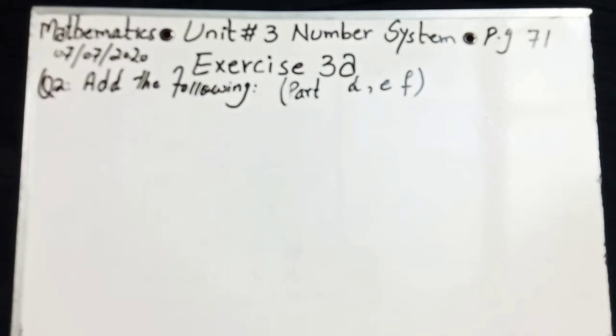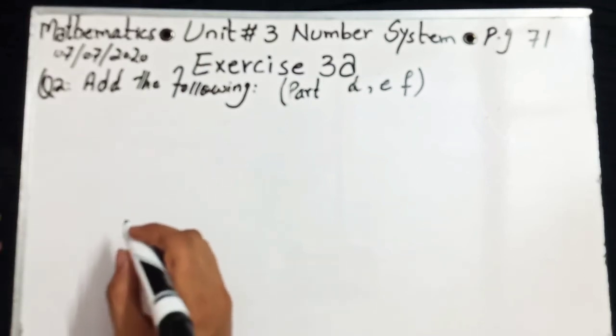Add the following. Page number 71. First I explain parts D, E, F. First I solve them. The remaining parts A, B, C are your home task. Solve them at home. Okay? D.